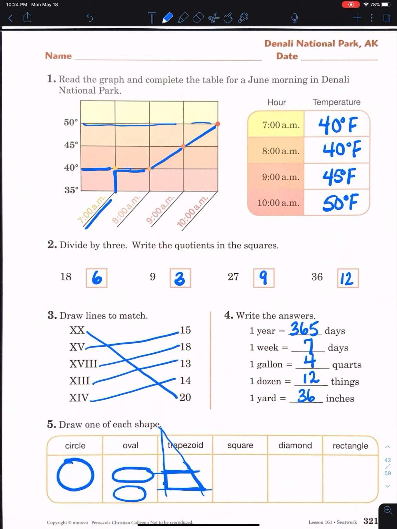A square has 4 equal sides. Okay, that's not perfect, but... And then a diamond looks like that. And a rectangle has 2 longer sides that are parallel and 2 shorter sides. See, these 2 lines would never run into each other, and these 2 lines would never run into each other. That makes them parallel. And in here we have the rectangle.